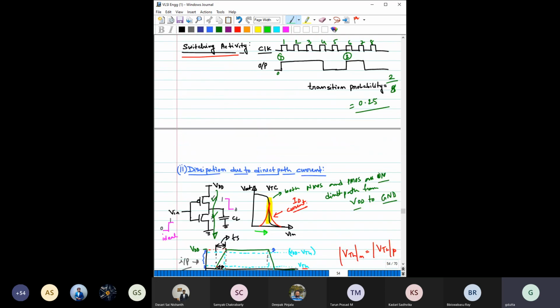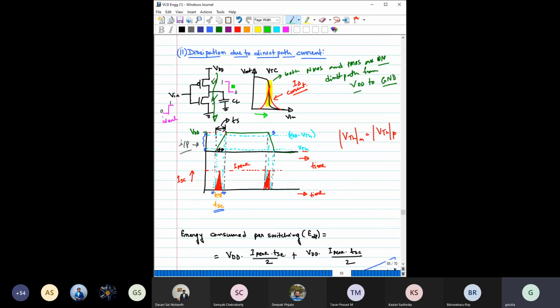Then the next one, which we already discussed in the last class, is the power dissipation due to the direct path. We have seen from the voltage transfer characteristics of this inverter, which looks something like this, that in this region both the transistors are simultaneously on, and we have seen the current profile. The ID will also look like this. So basically during this region, VDD is shorted with the ground. There is a direct path.